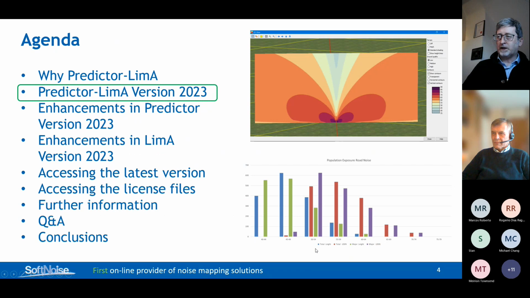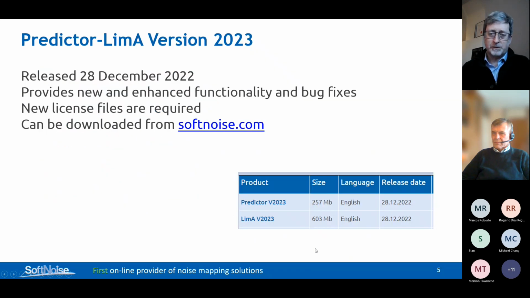So regarding the new version, this was released at the end of December last year and provides new and enhanced functionality and bug fixes. And new license files are required for use of the new version, and these can be downloaded from our website, softnoise.com.